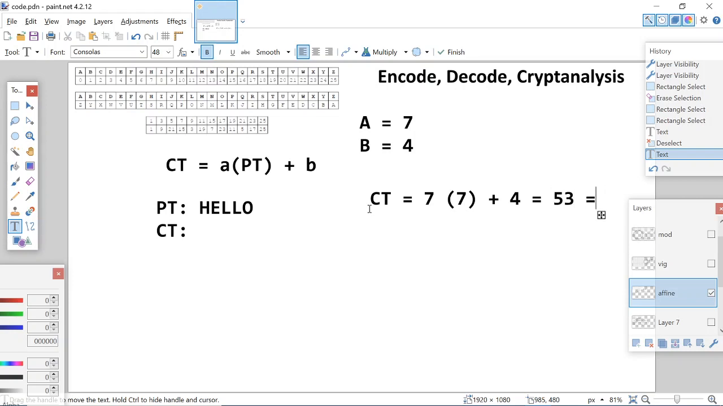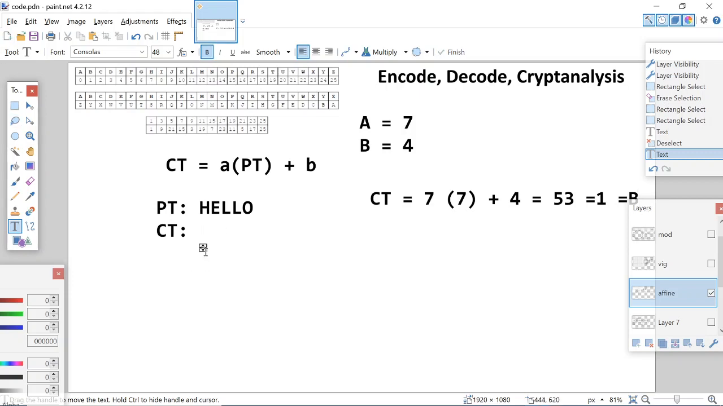And then, with the mod of 53, you get, this isn't right, 7 times 7 plus 4, 49 plus 4 minus 26, 27 minus another 26, 1. So it's 1, which is B. And you should repeat that process for all of them.